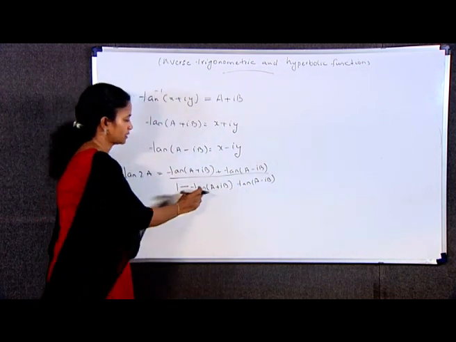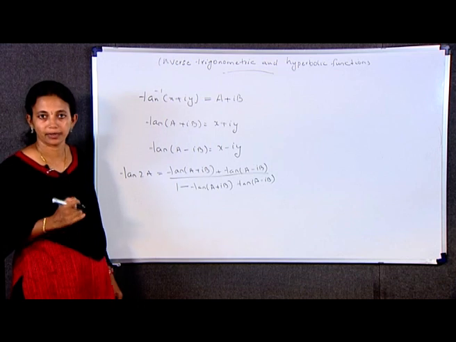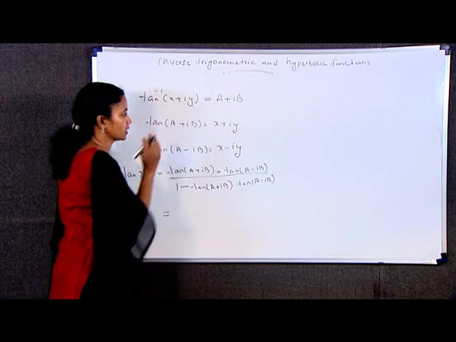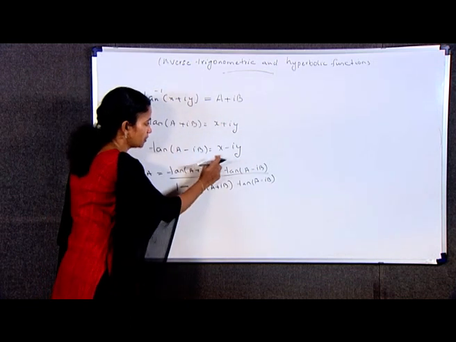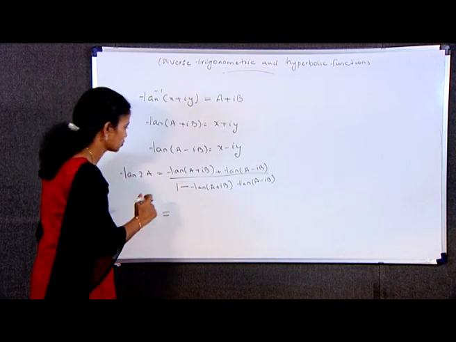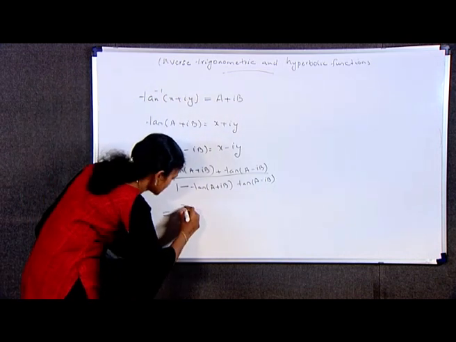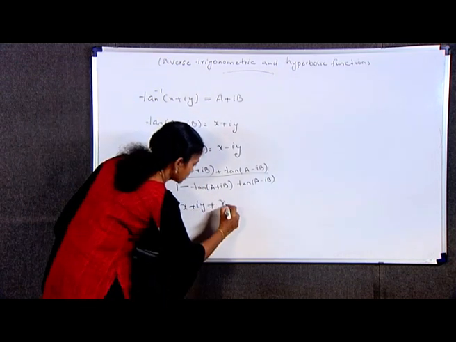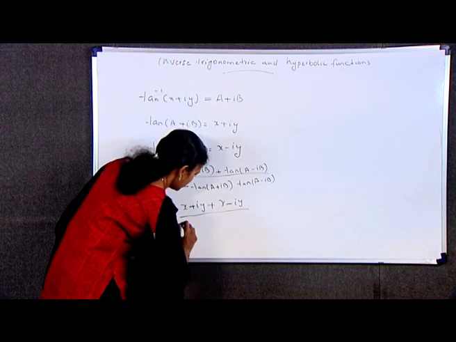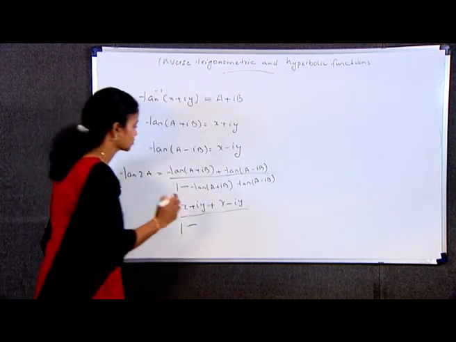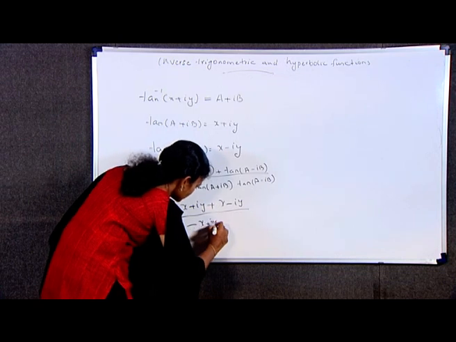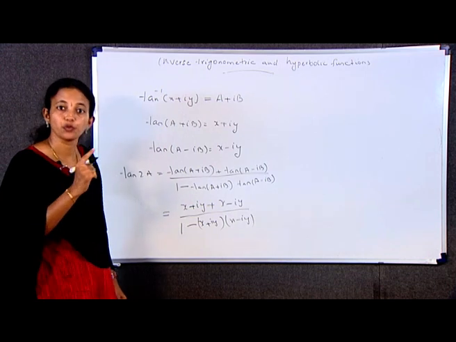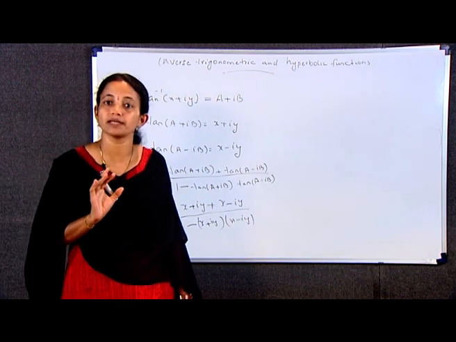1 minus tan(a+ib) into tan(a-ib), which is equal to... I have tan(a+ib) equal to x plus iy and tan(a-ib) equal to x minus iy. Substituting this, we get (x plus iy plus x minus iy) divided by 1 minus (x plus iy) into (x minus iy). So, it becomes 2x by 1 minus x square minus y square.